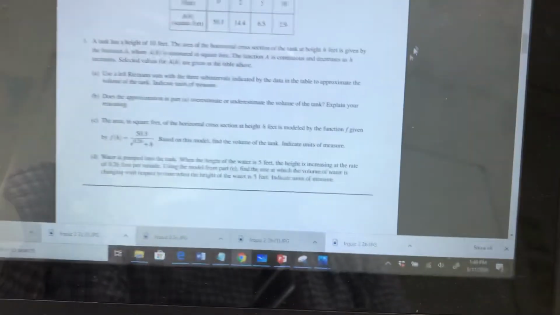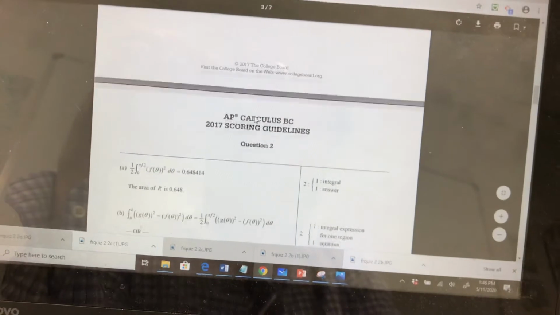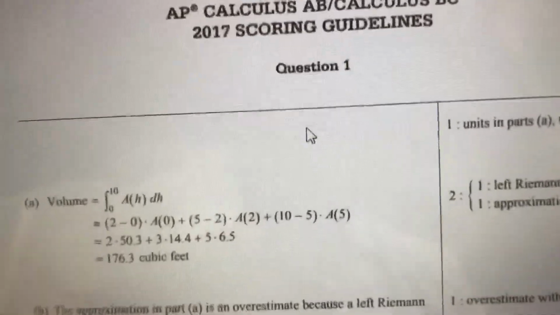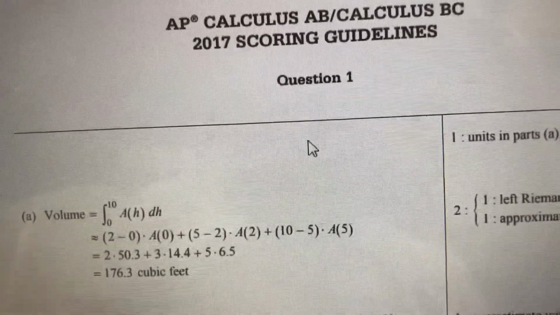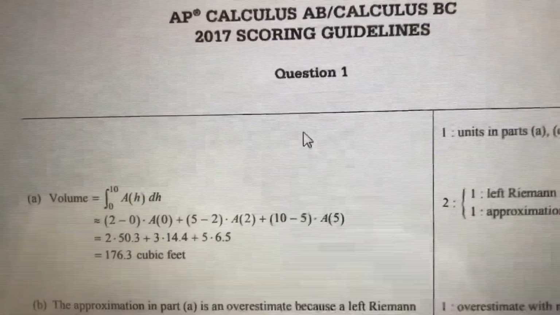Let's go ahead and take a look at their solution here. You don't need to watch me write all that down, but anyway, you can see here they have that setup there. And you can see the 2 times the 50.3 plus 3 times 14.4 and so on. There's no initial value or anything. We're starting at the bottom, extending to the top.